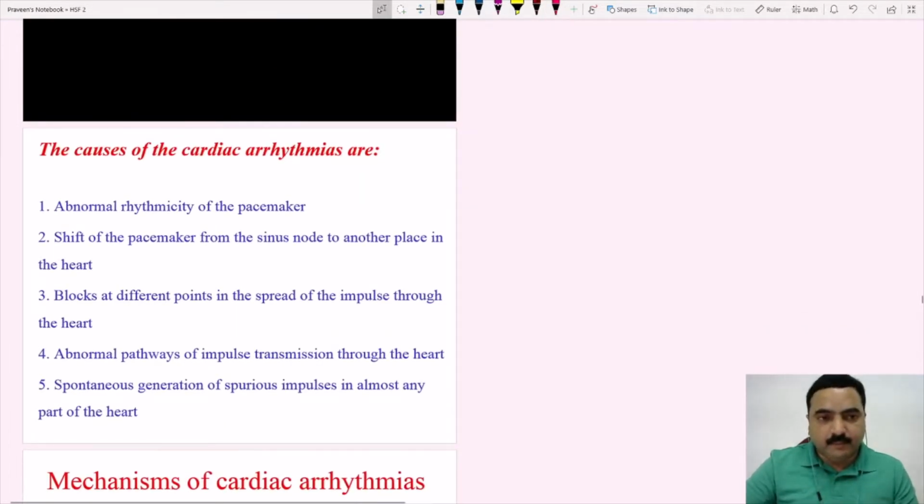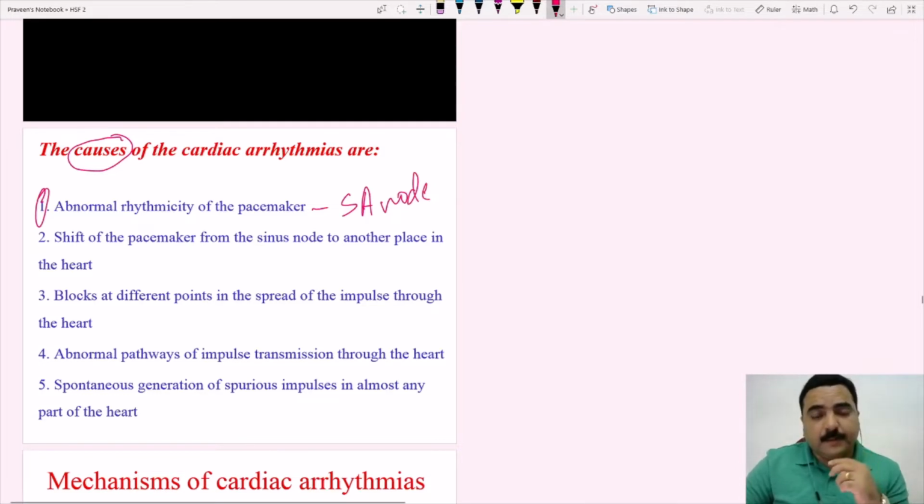Before going into that, let us see what are the features that you will see for the causes of the arrhythmias. First we are going to look at the causes for the cardiac arrhythmias. The first one is the abnormal rhythmicity of the pacemaker itself, that is the SA nodal arrhythmias. That includes bradyarrhythmias as well as tachyarrhythmias. We will see the details using the ECG patterns, how they look like in the case of nodal arrhythmias.